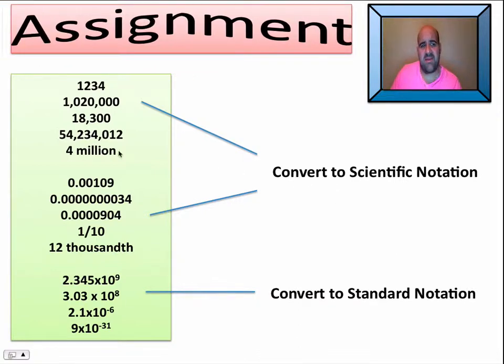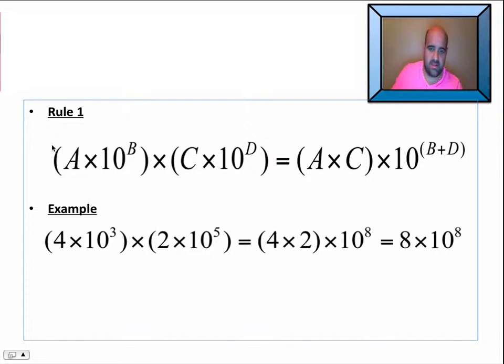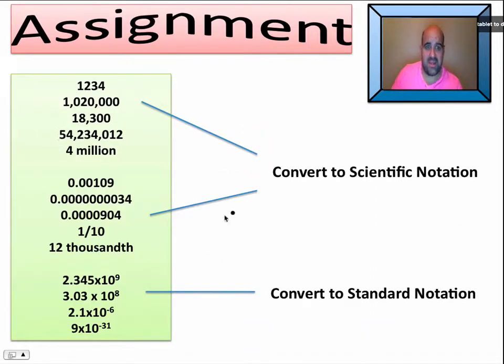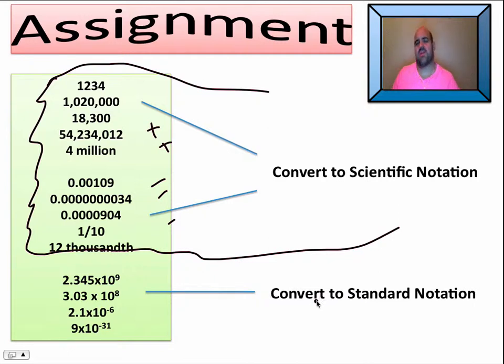And now you have an assignment. Take these numbers and, oh, that's the next video. You're going to take these numbers, convert them into scientific notation. These should all have positive exponents. These should all have negative exponents, small numbers. And then I want you to take these numbers and put them into regular notation.